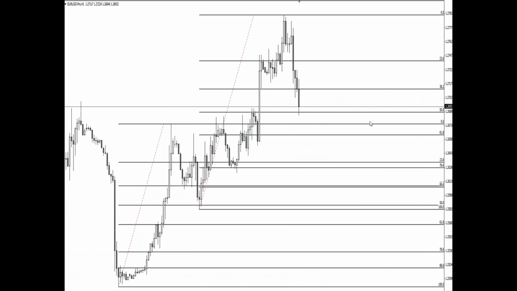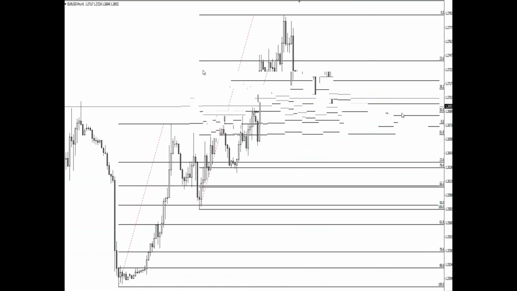Also, the last thing which I want to say before I hand over the presentation to Chris is how we use master candles. Master candles are again one of those candlestick magic things.